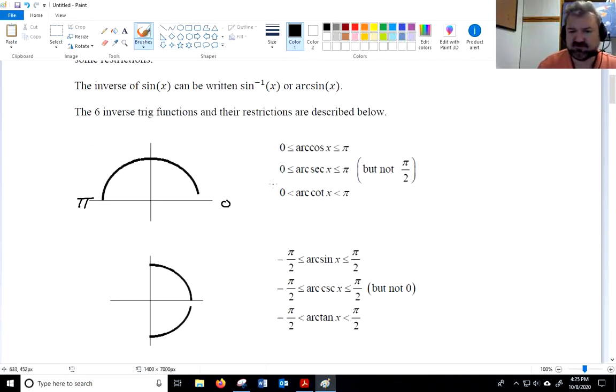Cotangent has cosine in the numerator. Now, in most pre-calculus classes, you just learn arccosine. But we should probably go ahead and talk about arcsecant, and you won't see arccotangent too often. But arcsecant is one you probably want to know. And it has the same limitations as arccosine. But notice that we don't have pi over 2. That one's not included because you never get pi over 2 as a value from arcsecant.